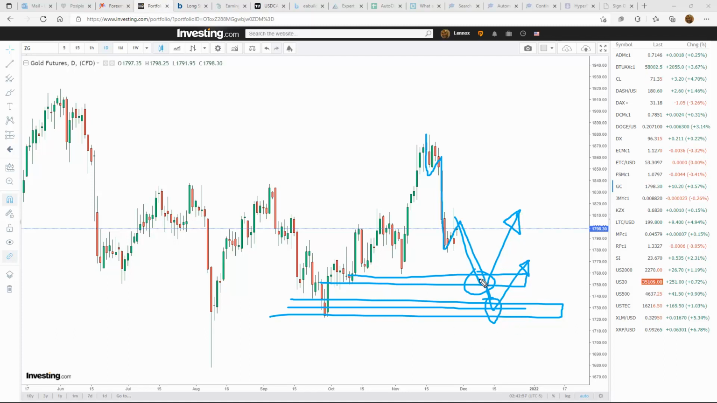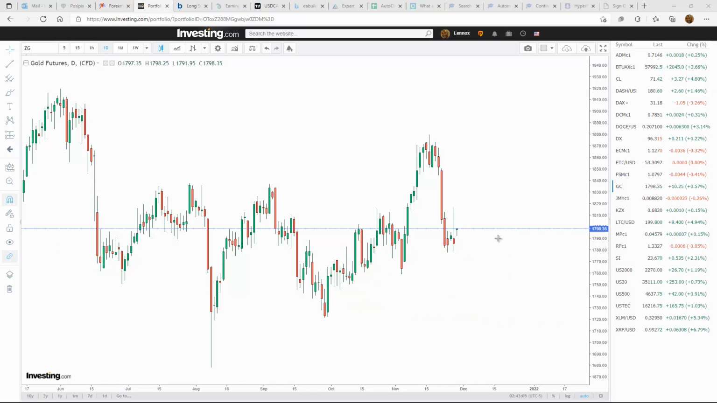But right to this intermediate area first, and this could bounce from here back to the upside. But gold in a little bit of a doldrums going into this week. All right, what else can we look at here? Let's take a look at Litecoin.